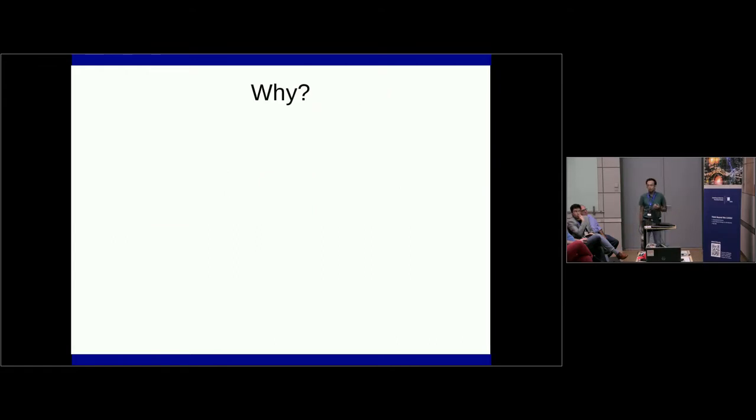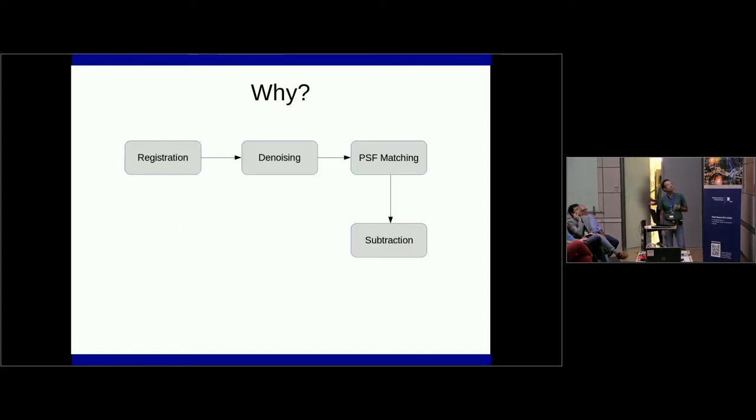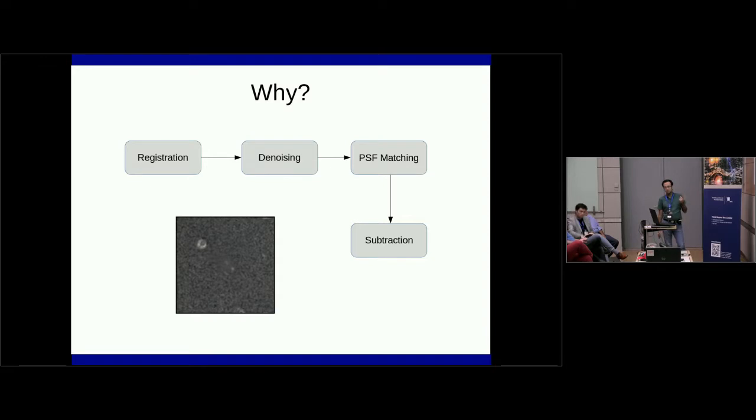So why do we do this with deep learning? The answer is clear, because deep learning is cool. Well, yes, but there are other reasons too. This is how you would attack such a problem in traditional pipelines. It would be a big pipeline composed of registration, denoising, PSF matching, and subtraction, to name only the main ones. And if you do all these correctly, you get such a thing.